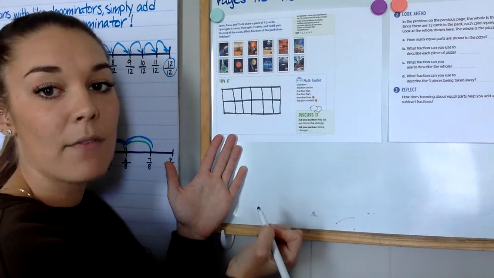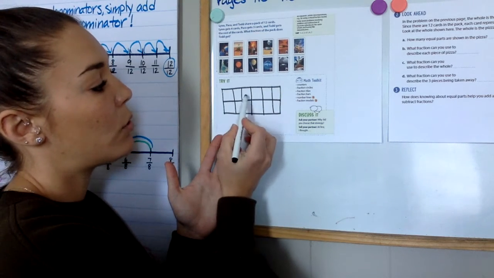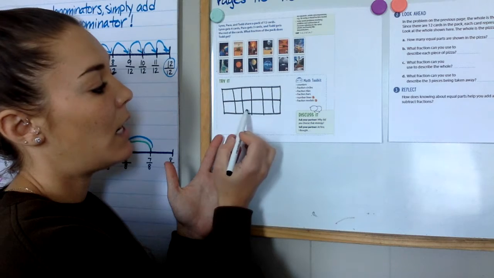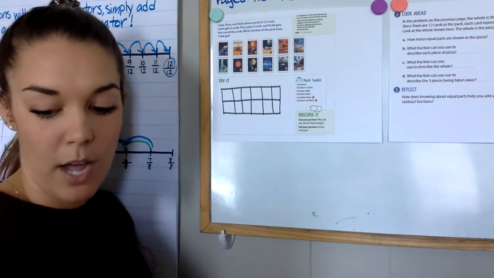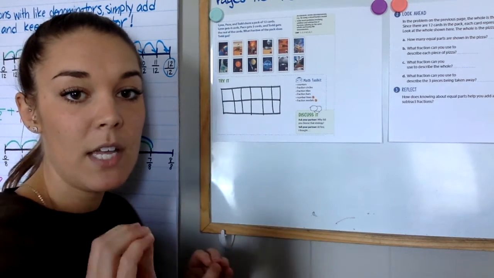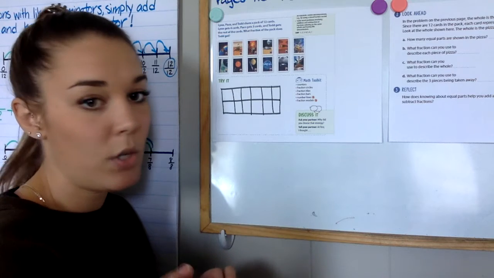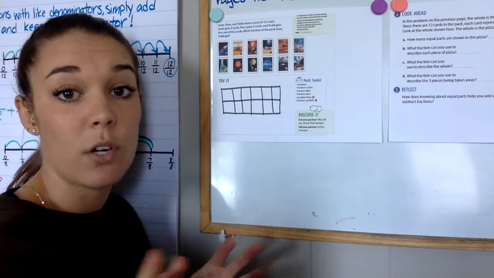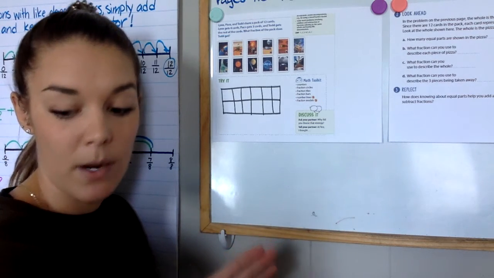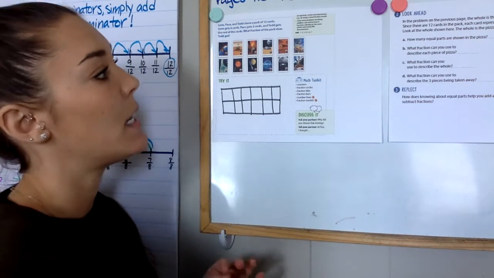Okay? See how I have 12 there? 1, 2, 3, 4, 5, 6, 7, 8, 9, 10, 11, 12. Okay. So I have 12 equal parts. You could also put 12 circles or 12 of anything, okay? Doesn't matter.